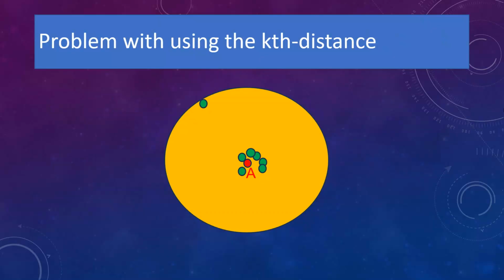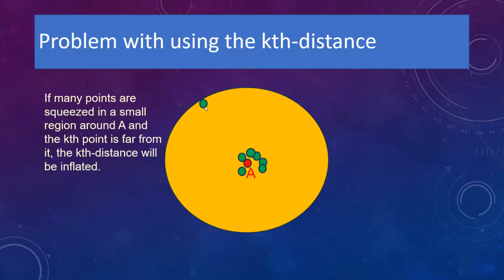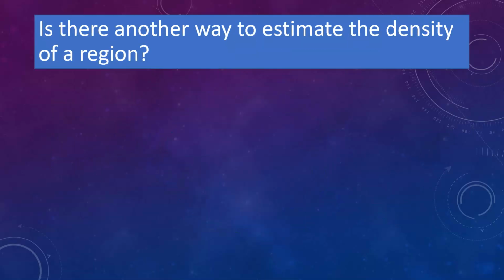But unfortunately, this kth distance that we've been using so far has a problem. And that is, what if we have all the points in the neighborhood scrunched in one area, except for the kth one, which is a far distance away? It'll look like that's a sparse region when it's actually a dense region. So we need a different way to do density calculations that's a little bit better than that. Is there another way to estimate the density of a region? Of course there is. There are multiple and various different ways of doing that.